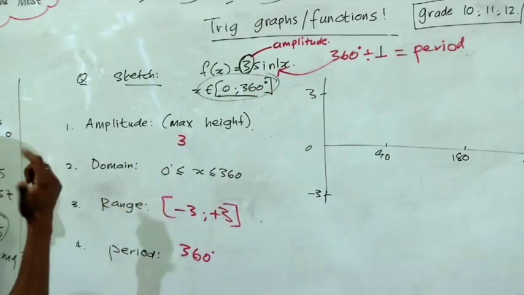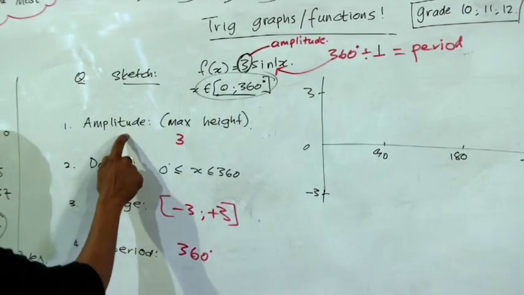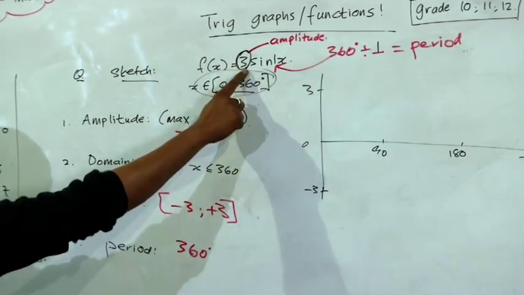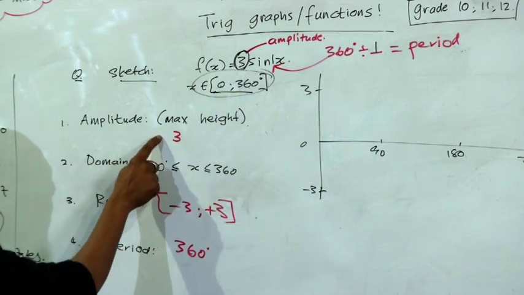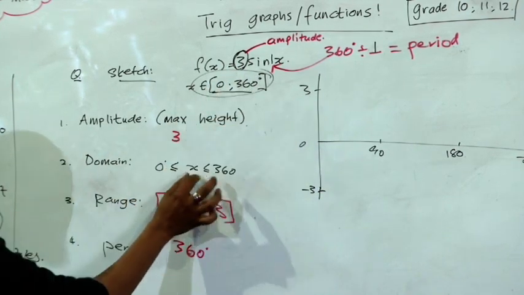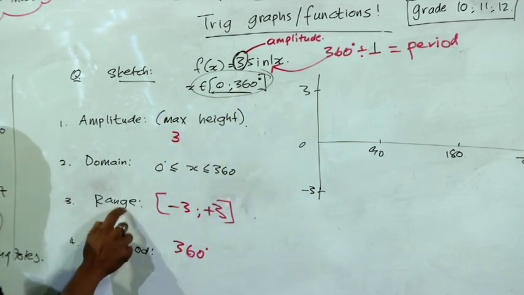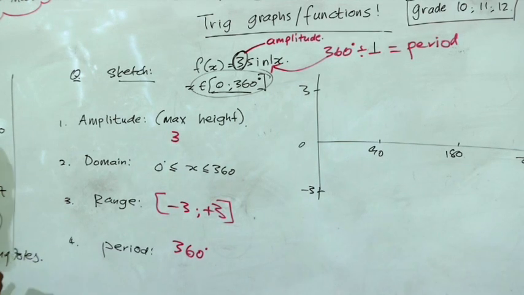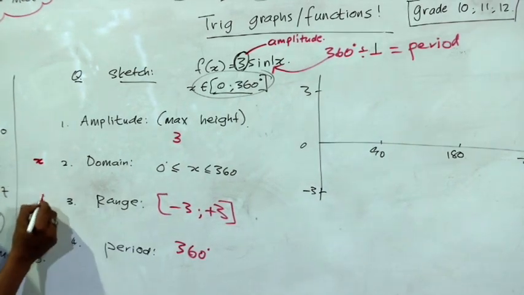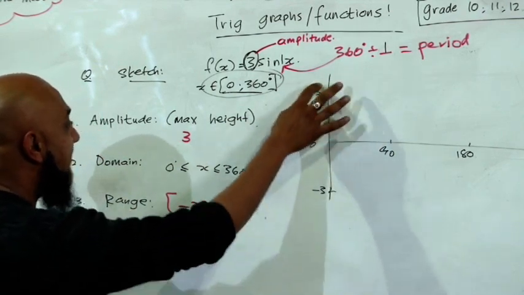The amplitude, the theory questions, guys, 2, 4, 6, 8 marks. Amplitude of the graph, 3. The number in the front, the coefficient. If that was a negative, it would be minus 3. Domain, from 0 to 360. So x less than or equal to 360, but greater than or equal to 0. The range. Remember, domain refers to x values. Range refers to y values. Your range, lowest to highest, minus 3 to plus 3.